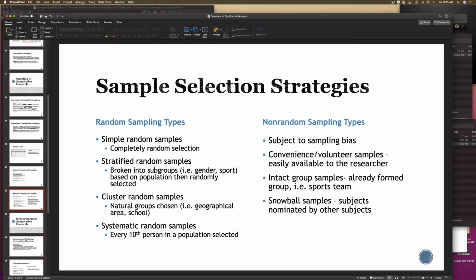You see this a lot in studies on running groups, where you get a couple of people and ask them, hey, is there anybody else in your group that you think might want to participate? Those are called snowball samples. But again, you'll see both random and non-random sampling types. Each has advantages and disadvantages. And you want to see that the researcher has taken every step possible to reduce the chances of sampling bias to ensure that the sample is representative of the population as a whole.